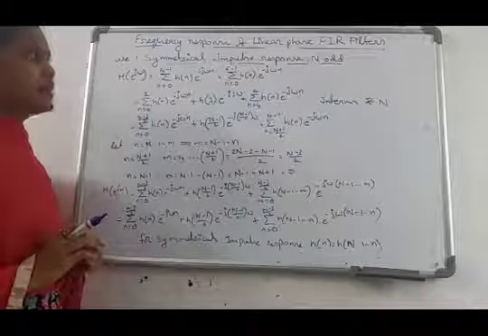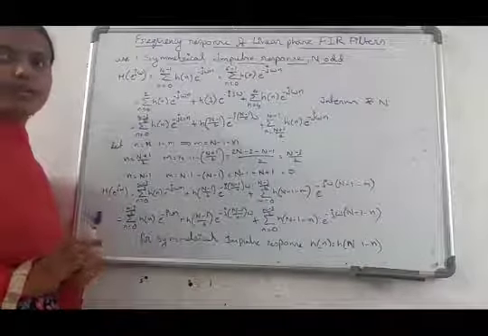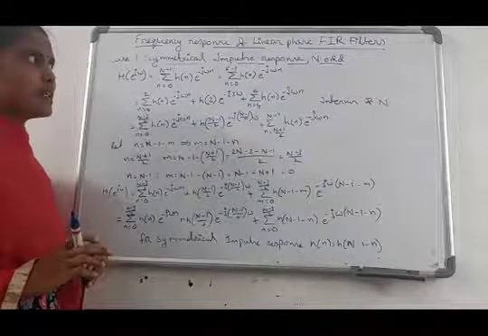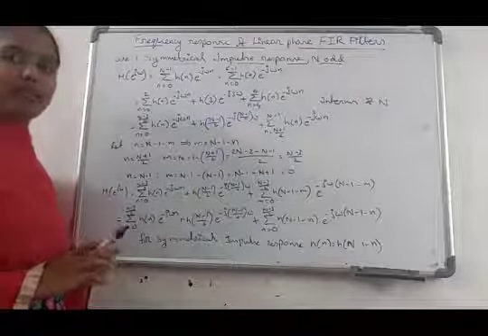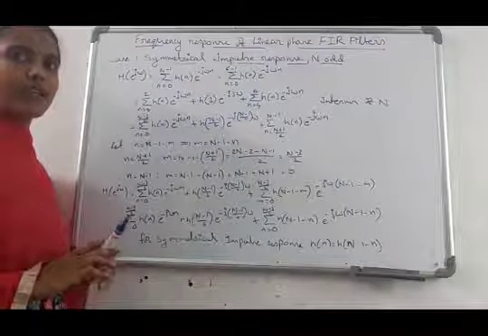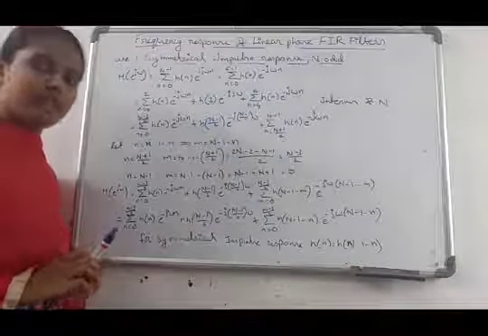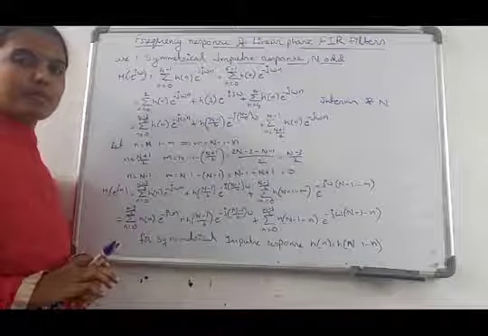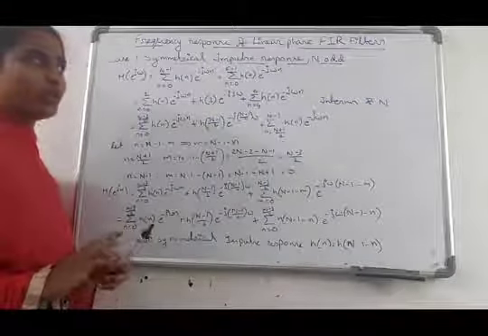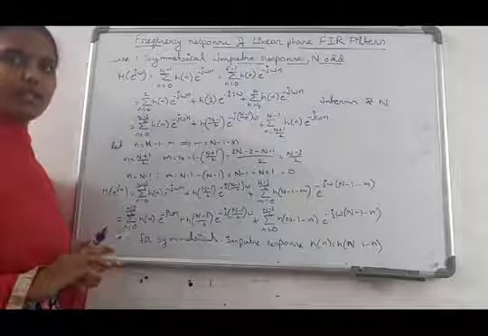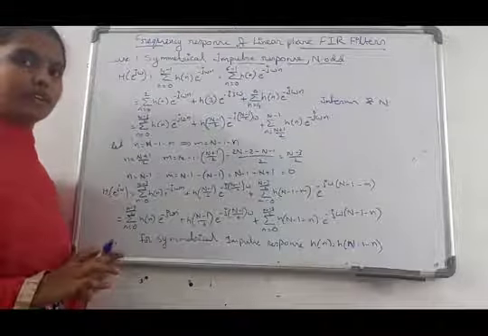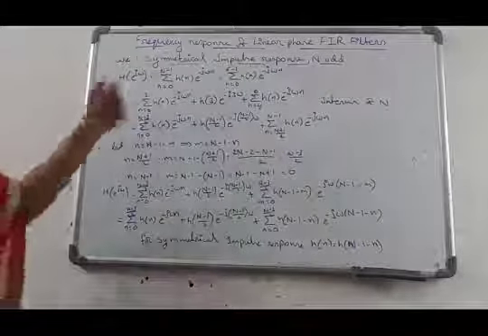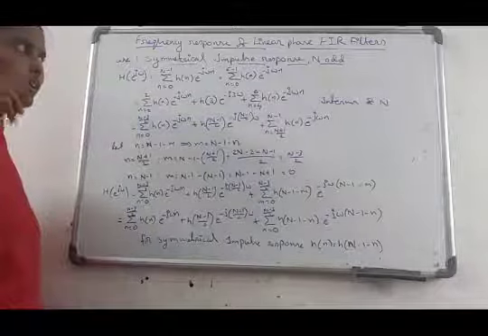Case 1 is symmetrical impulse response when N is odd. The second case is symmetrical impulse response when N is even. The third case is anti-symmetrical impulse response when N is odd. The fourth one is anti-symmetrical impulse response when N is even. Those are the four different cases we have to consider for linear phase FIR filters. So let us consider the first case, a symmetrical impulse response when N is odd.